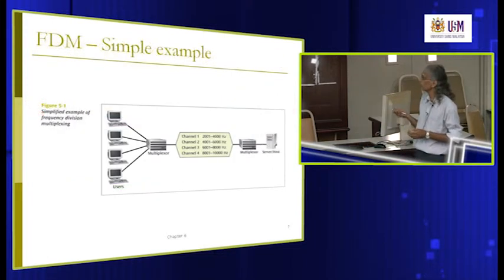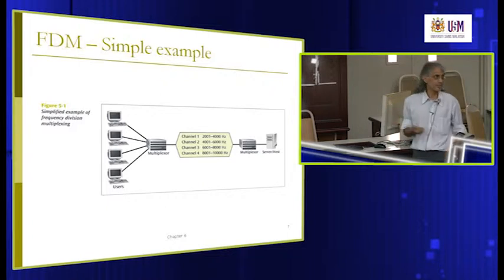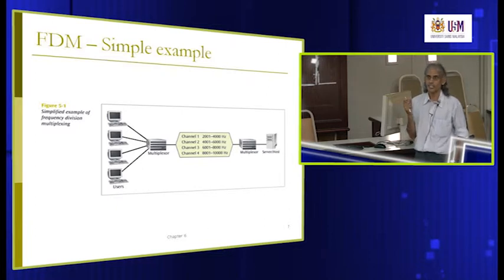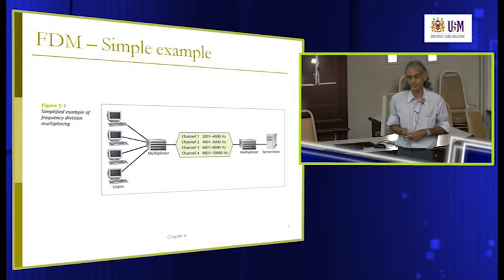So this is one example. You have 4 users, and we divide the frequency of the media, and then we say, all right, for user 1 we'll use channel 1, which is between 2001 and 4000 hertz bandwidth. User 2 will use channel 2 between 4001 and 6000, and so on. Each one is given a different bandwidth, so they will not interfere with one another's signals. Each user will transmit their signals according to their channel, so it will not affect other signals. But they all can transmit at the same time because they're using different frequencies.